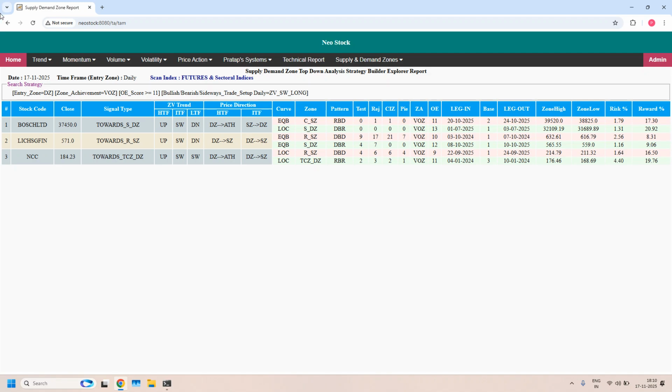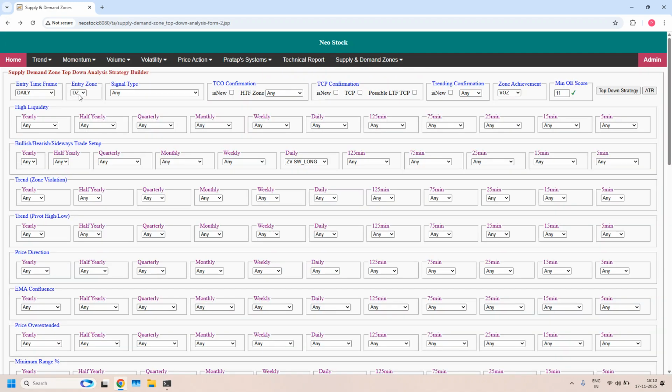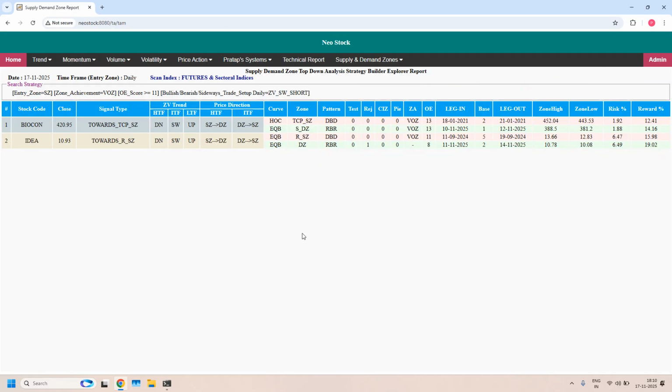Okay, next sideways short trade setup for monthly income trade. Changes are daily supply zone and here sideways short. We got 2 stocks. So entry time frame zones are daily supply zones. You should plan trades only if lesson 30.3 video checklist items are satisfied. Otherwise, higher chances of zone violation.